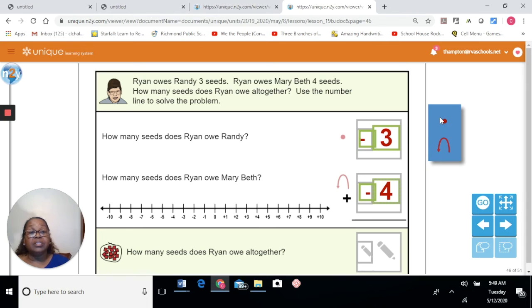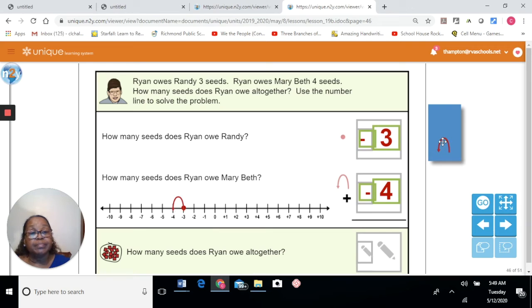So we're going to put our dot. Where are we going to start? We're going to start on -3. Okay. Start on -3, and we're going to add a -4. And if we're adding a negative number, we have to go to the left. Am I right? That's right. Let's give it a try. How many times? We're going to move 4 times.